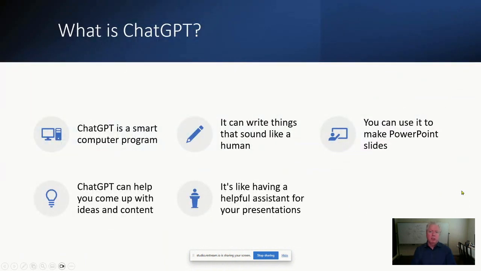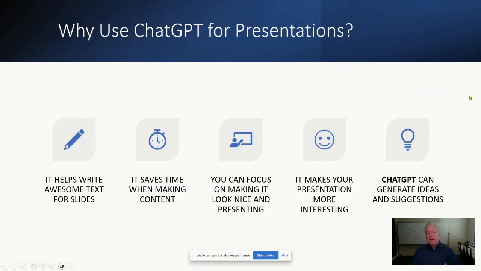So the first thing I wanted to help you understand today in our topic, we're going into AI. We want to understand what ChatGPT is. And you can see here, it's a smart computer program. It helps you write things that sound like a human is saying it, right? You can use it, obviously, to make PowerPoint slides. And I don't want to read all these bullets because there's people out there, but I worked with ChatGPT and it helped me create this slide.